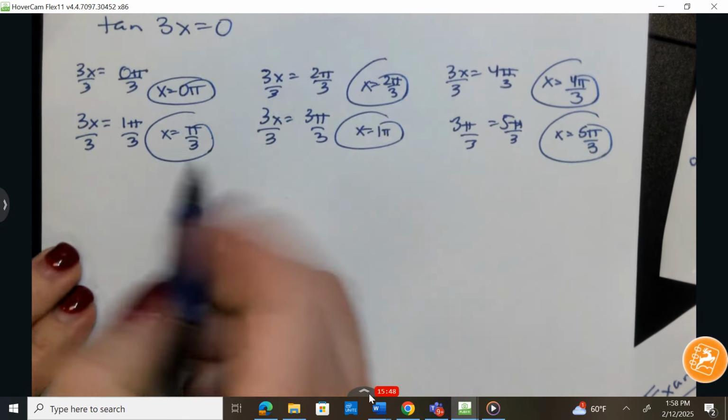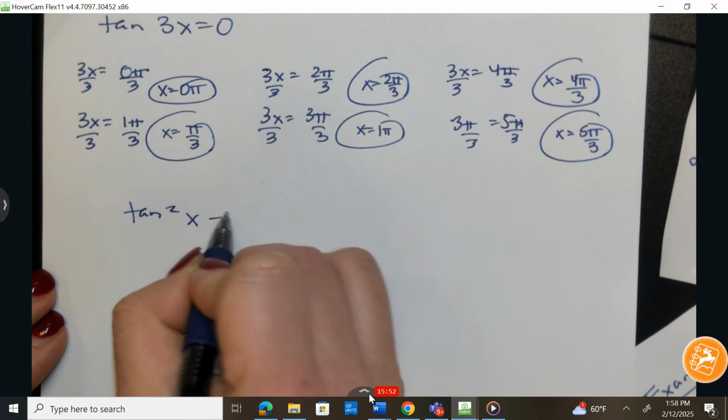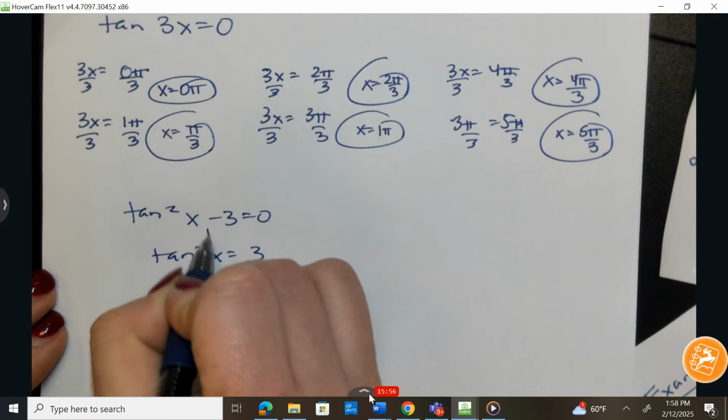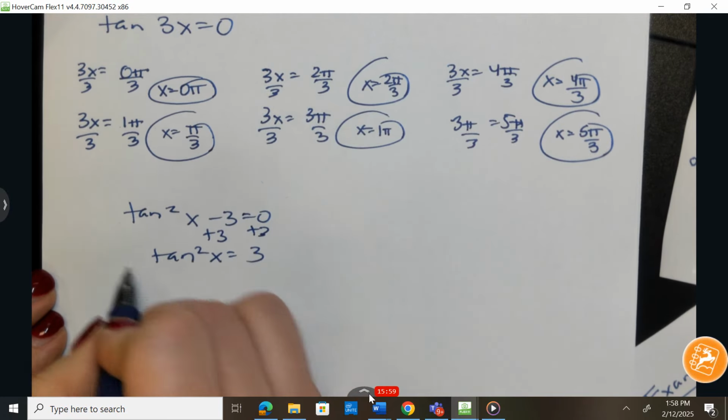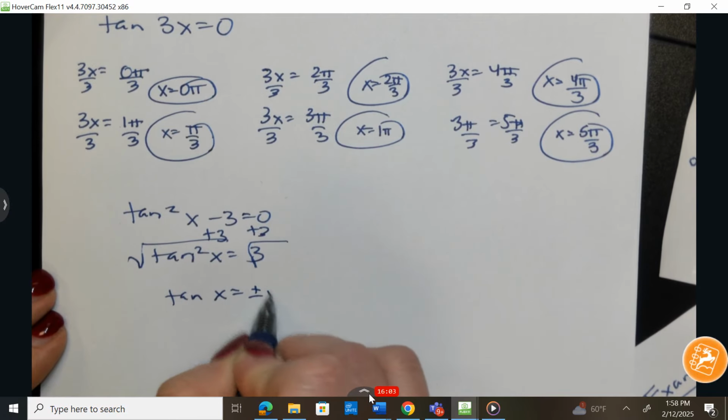So taking the second factor, tangent squared x minus 3 equals 0. I'm going to start by adding 3 to the opposite side, and now taking the square root. Remember, I will have a plus and a minus, so plus or minus the square root of 3.